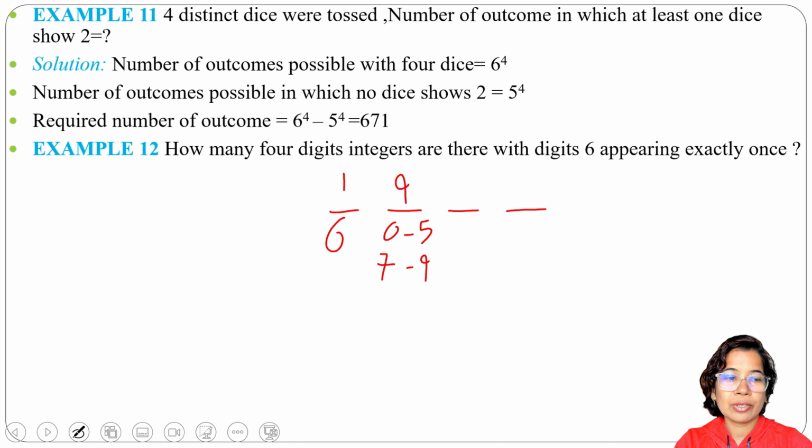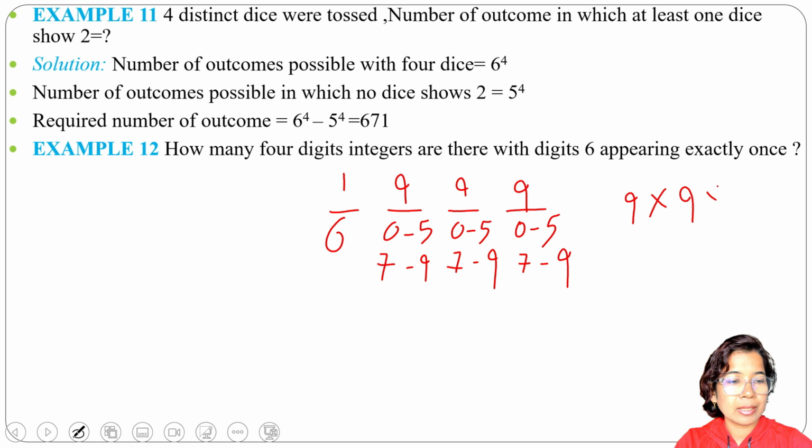Okay, so 6 should appear exactly once. Then in the third place there are 9 possibilities, again 0 to 5, 7 to 9. Then in the fourth place there are 9 possibilities, 0 to 5, 7 to 9. We are excluding 6. So this is one way. How many numbers are possible? 9 multiplied by 9 multiplied by 9.